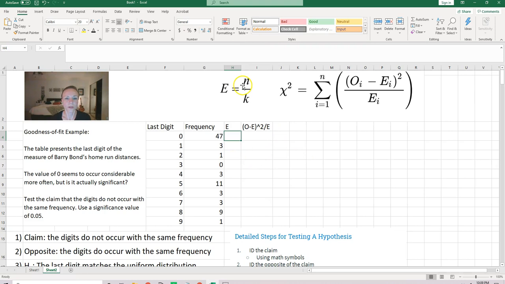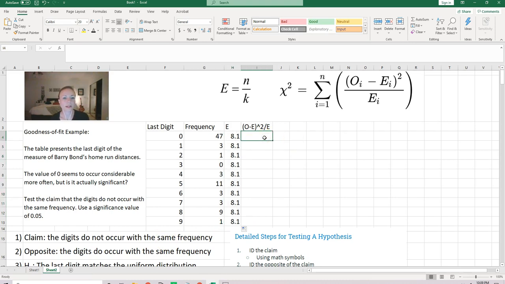Okay. So for E, we're going to do n divided by k. That means we have to sum all these up. So I can highlight this, and it will sum them to 81, which you can see down here in the corner. So E will be 81 divided by the number of categories, which is 10. Because I have the last digit of a number, there's always 10 for the last digit of a number, 0 through 9. And it will be the same for all of them because I'm trying to match the uniform distribution, so they should all be the same.